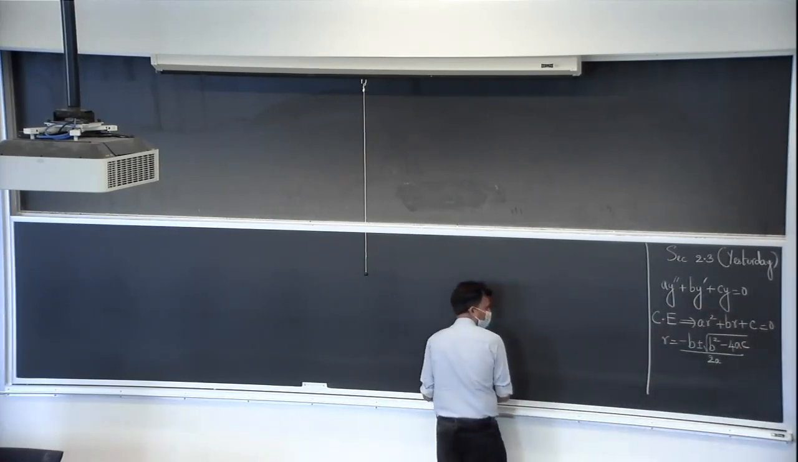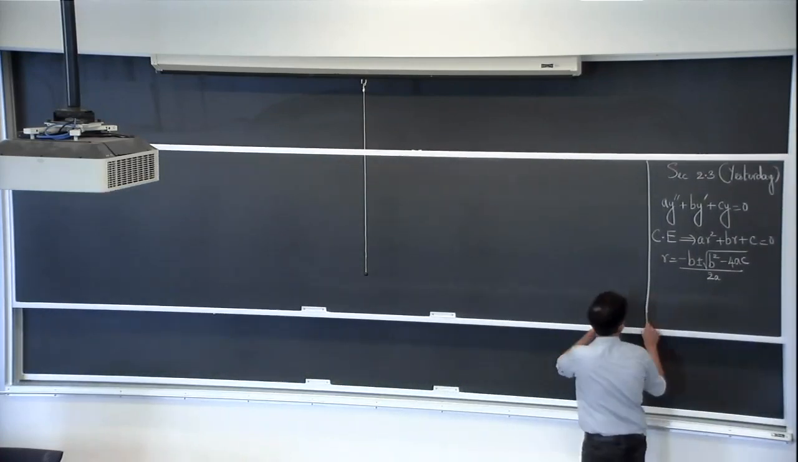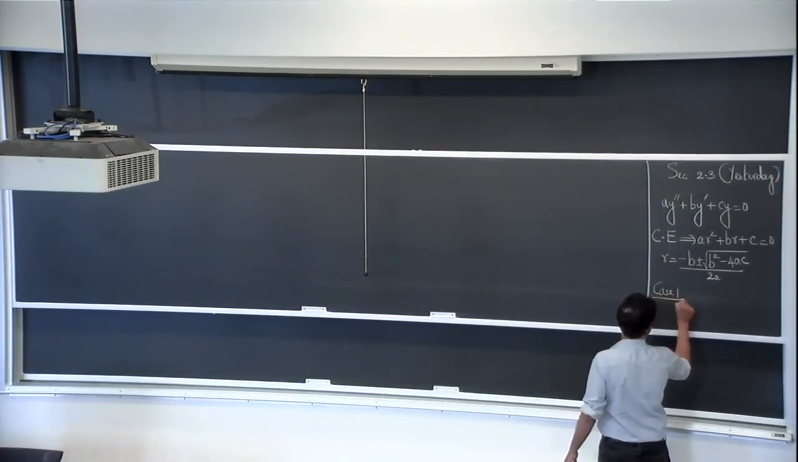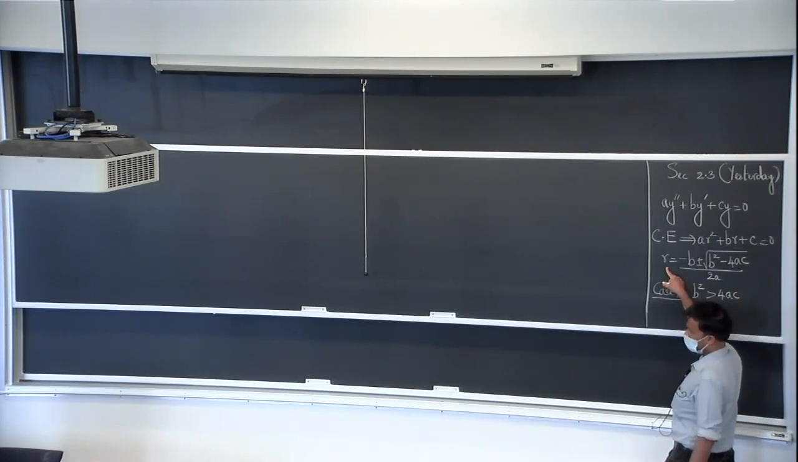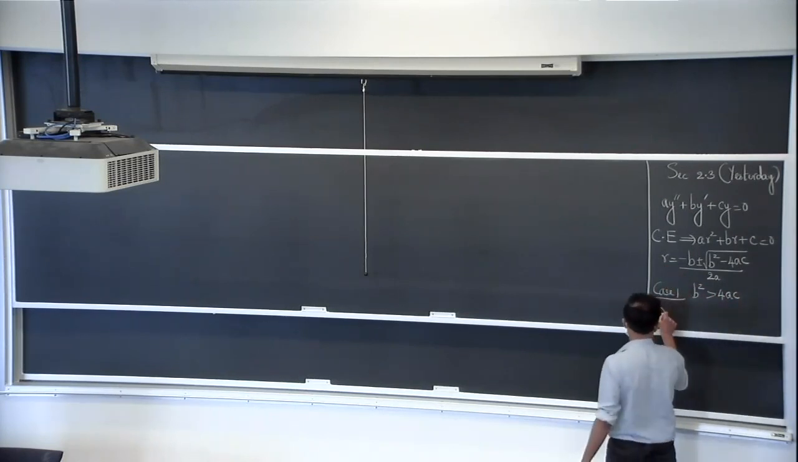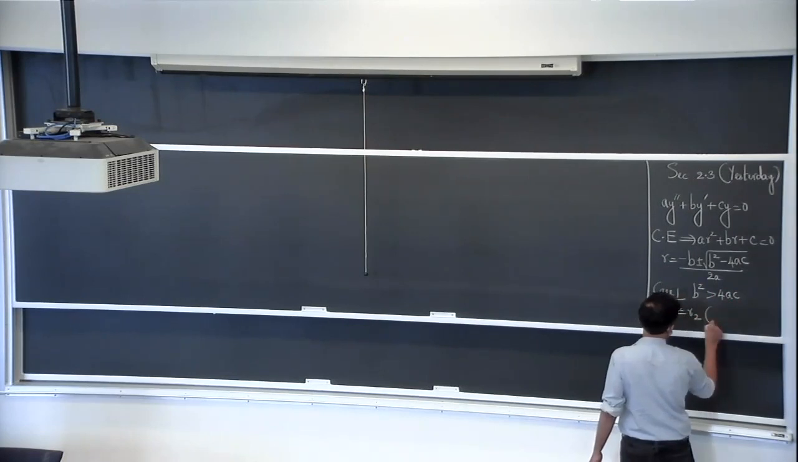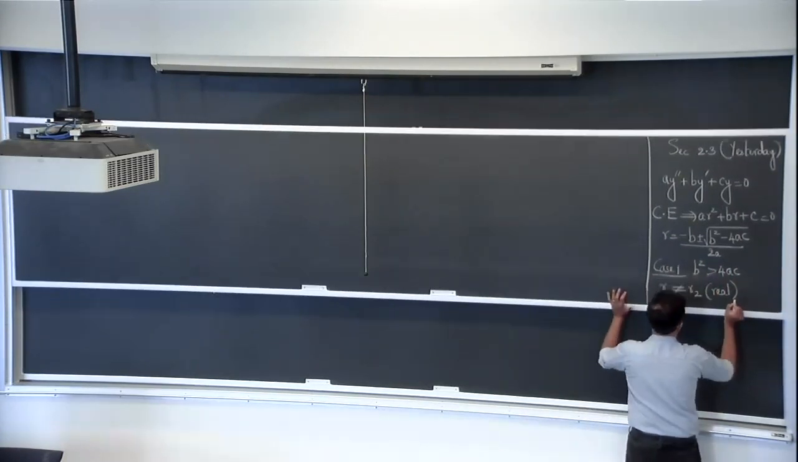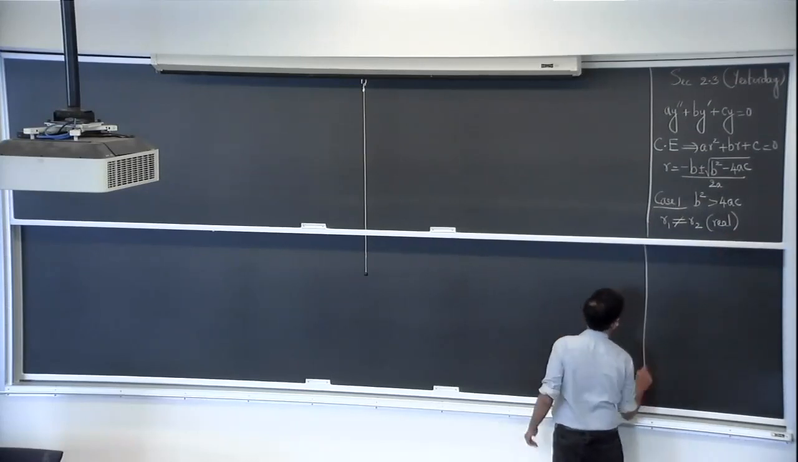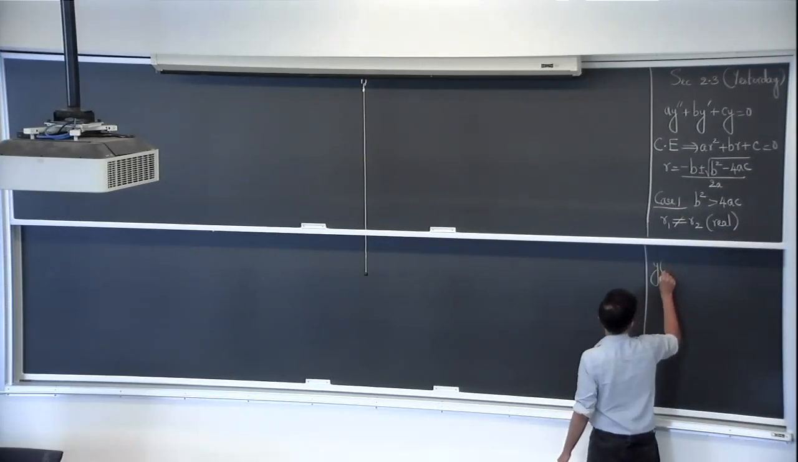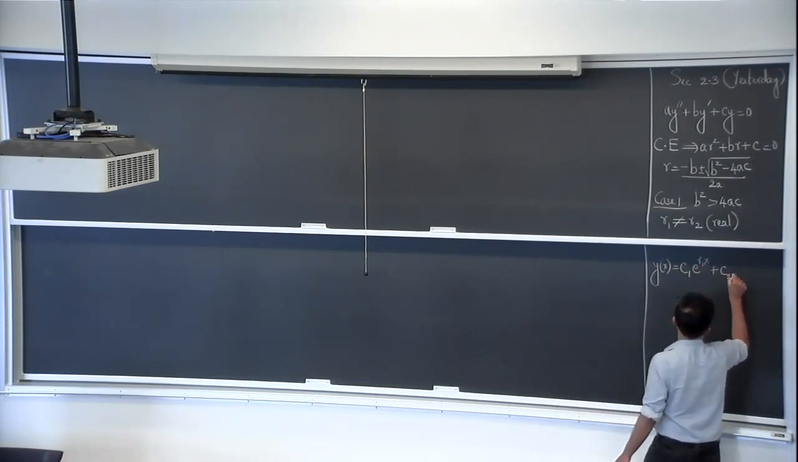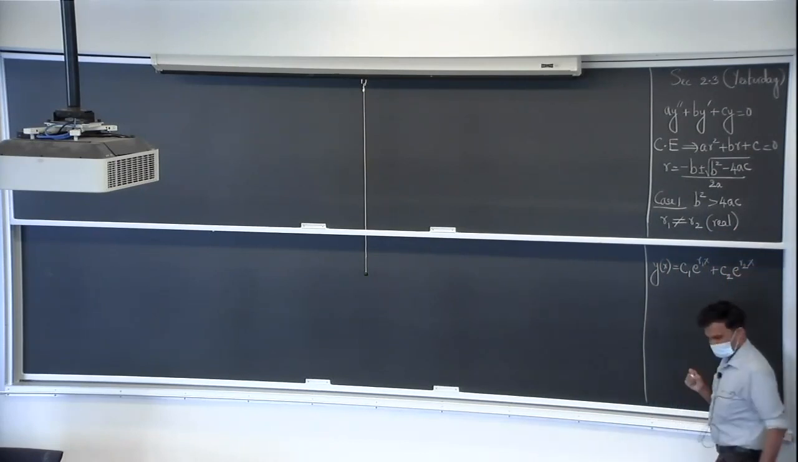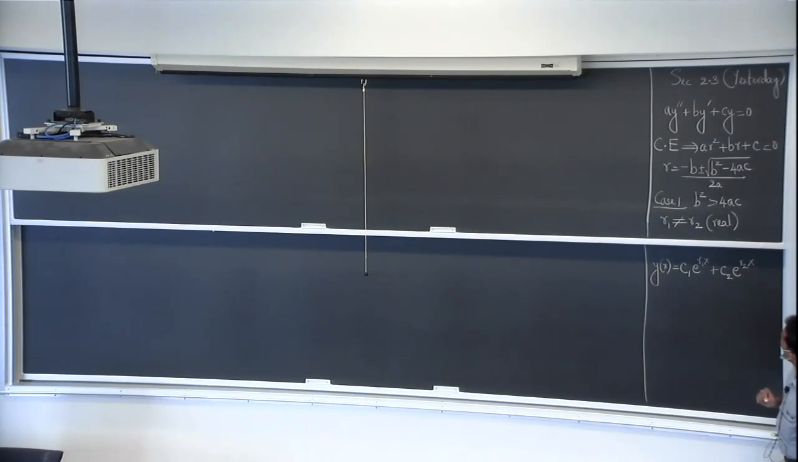Case 1, if b² is strictly greater than 4ac, we have two roots, r1 and r2, which are not equal to each other. Both of them are real. And you could write the solution as y(x) = c1 e^(r1x) + c2 e^(r2x), where c1 and c2 are constants that you could calculate based on the initial values given to you.